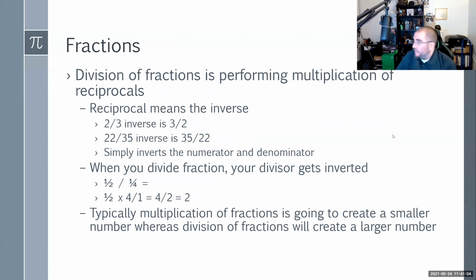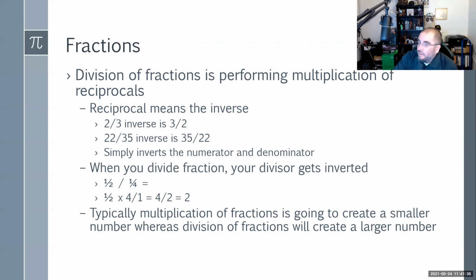Division is where things get a little bit more complicated, and this is the last thing we're going to talk about today. Division is where people get kind of messed up. Division is nothing more than performing multiplication of the reciprocal. Reciprocal means the inverse. For 2/3, the reciprocal would be 3/2. For 22/35, the reciprocal is 35/22. It simply inverts the numerator and the denominator.